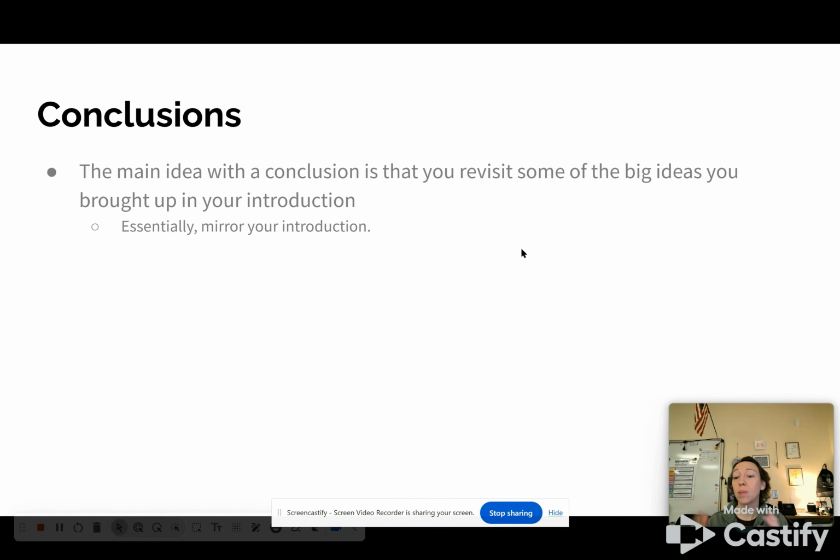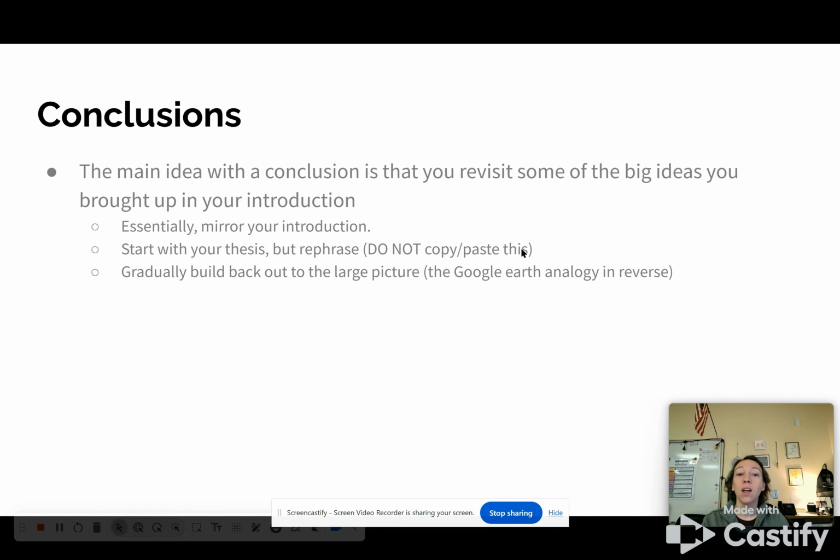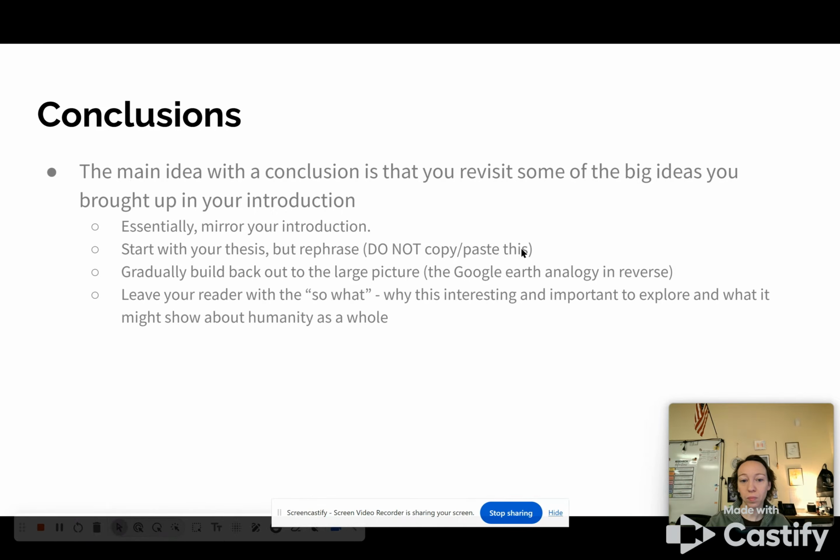So essentially mirror it. If you had this big picture in the intro, you're going to have this big picture revisited in the conclusion. And you can start with your thesis, but do rephrase it. Do not copy and paste your thesis into your conclusion. Restate it, okay? Again, that's the statement that is driving the purpose of your whole essay. You're going to gradually build back to that larger picture. It's that Google Earth analogy in reverse. So I go from my house or my neighborhood back to looking at the globe, okay, metaphorically.